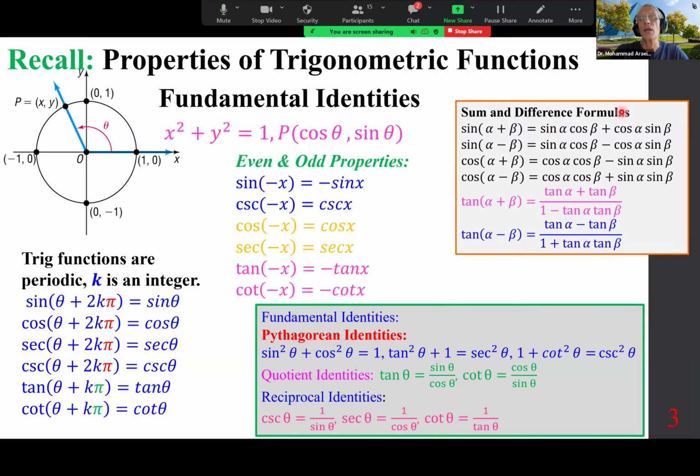difference formulas. Sine of alpha plus beta is sine alpha cosine beta plus cosine alpha sine beta. Cosine of alpha plus beta is cosine alpha cosine beta minus sine alpha sine beta. Tan of alpha plus beta is tan alpha plus tan beta over 1 minus tan alpha tan beta. We should be very comfortable with those. More formulas are coming our way.